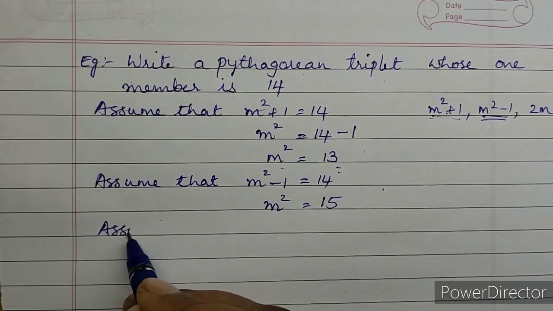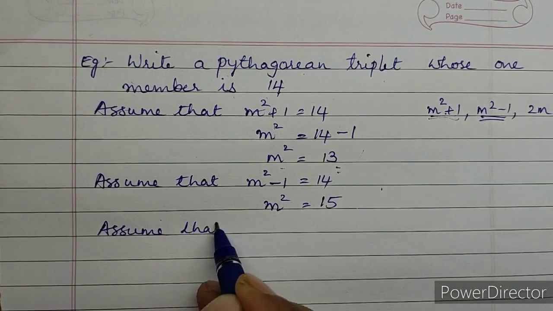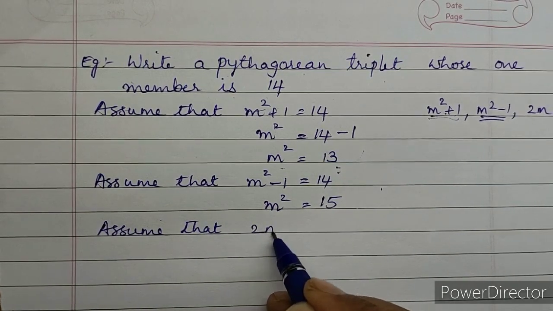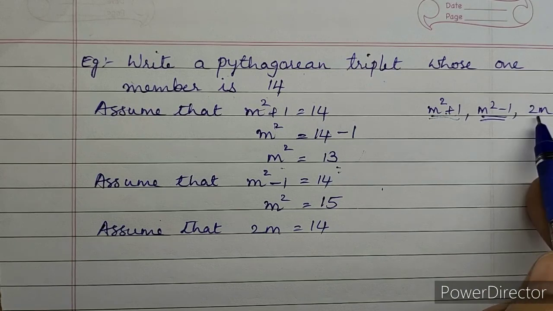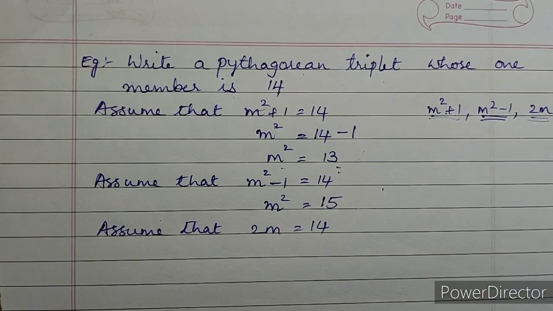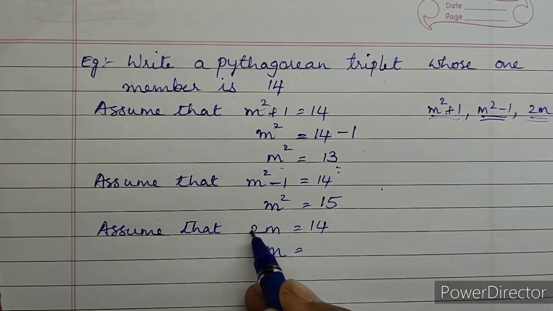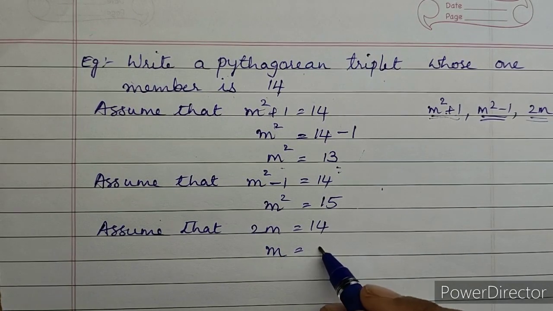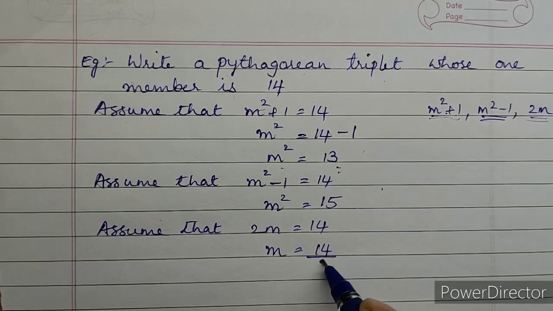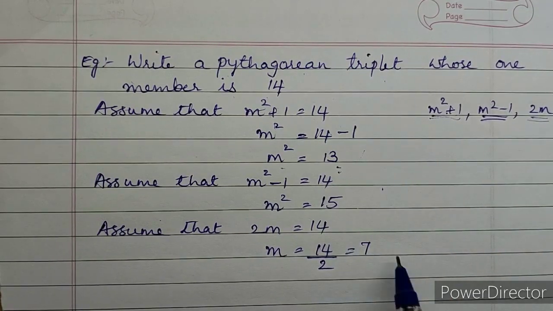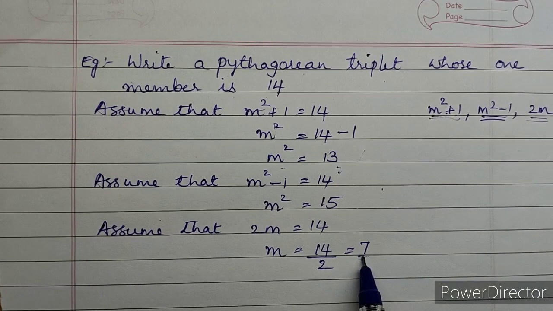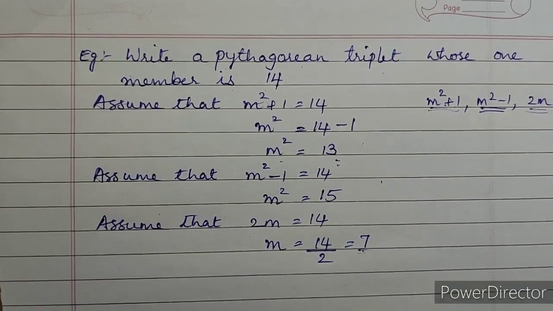Next one. Assume that 2m is equal to 14. The third number, 2m, you put equal to 14. So m is equal to, here it is multiplication, so this 2 will come as division. So 14 by 2, which is equal to 7. You got a whole number there. So when you get a whole number, you take the m value as 7.